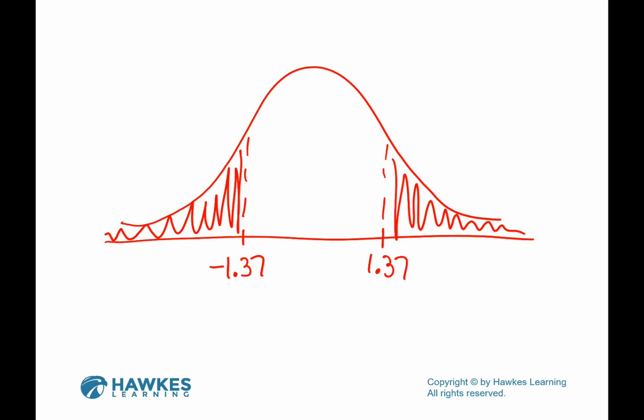So instead of looking up 1.37, we can look up negative 1.37, and we'll get this area, which is the same as this area. Okay. So if we go to negative 1.37 and look it up, yep, sure enough, we get 0.0853. And since this thing's symmetric, that means this one over here is also 0.0853.